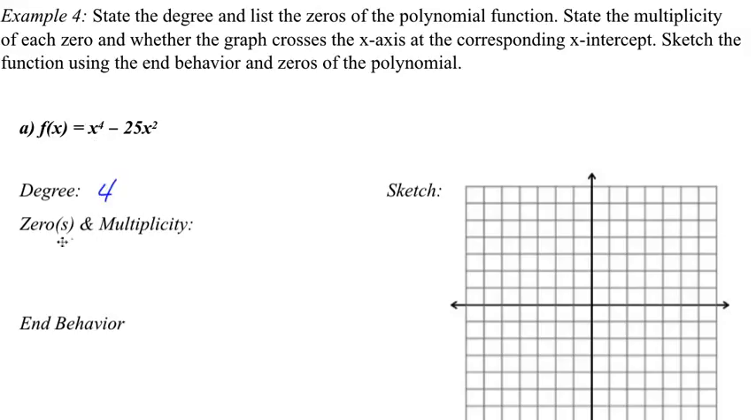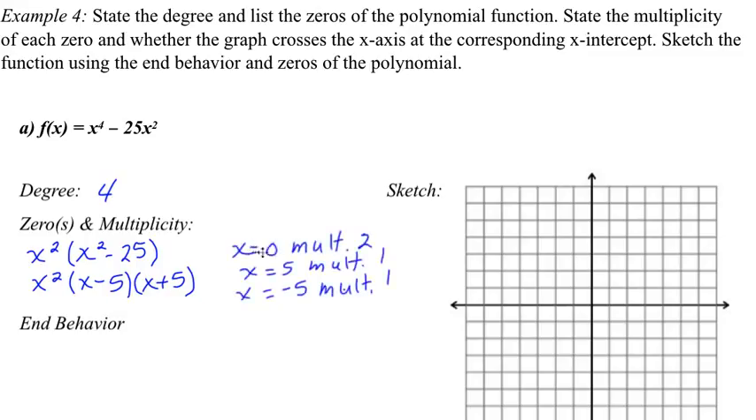And for our zeros and multiplicity, we need to factor this. These two terms share a common factor of x squared, so we want to factor out the x squared, which would leave us with x squared minus 25, and then that is a difference of squares. Now when we set those equal to 0, we get x equals 0 has multiplicity 2, x equals 5 has multiplicity 1, and x equals negative 5 has multiplicity 1.